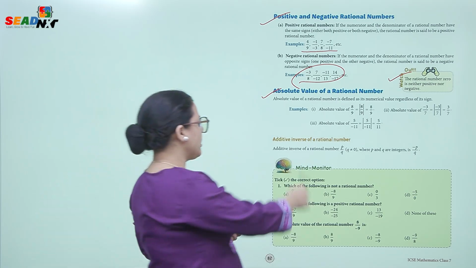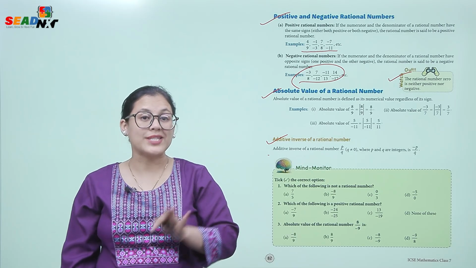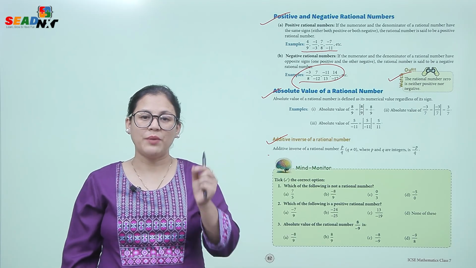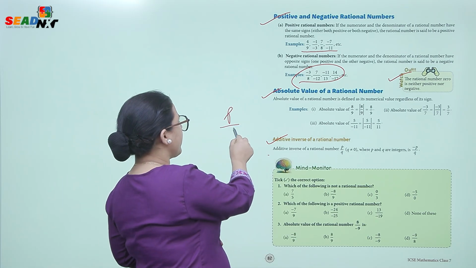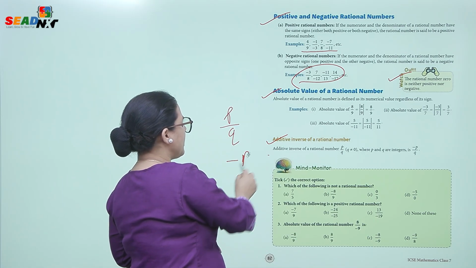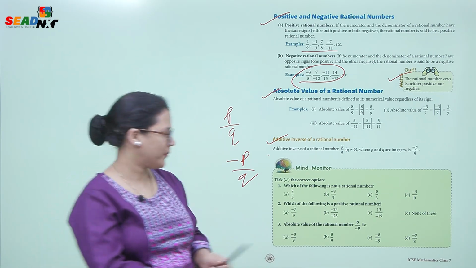Additive inverse of a rational number. Additive inverse of a rational number p by q, where q is not equal to 0, where p and q are integers, is minus p by q. Okay. So p by q का जो additive inverse होगा वो होगा minus p by q. Okay. We'll add a negative sign here. Okay.